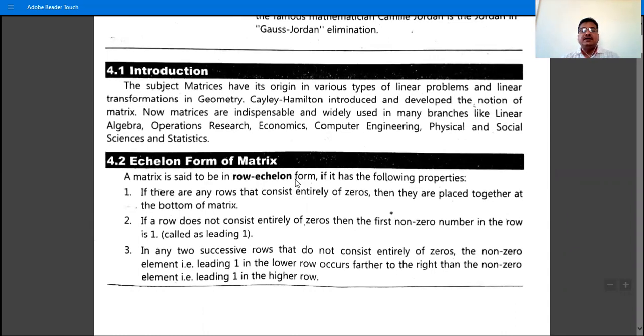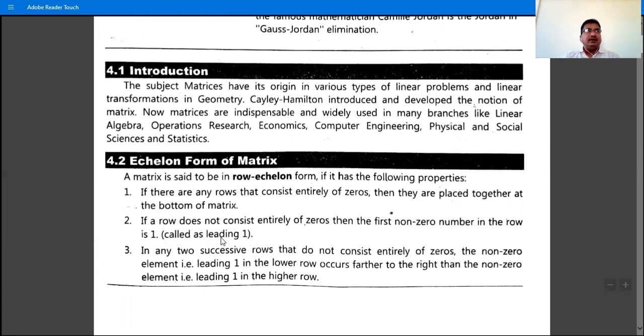A matrix is said to be in row echelon form, or just say in echelon form, if the following properties are satisfied by that matrix. First property: if there is any row consisting entirely of 0, then they must be placed together at the bottom of the matrix. If a row does not consist entirely of 0, that is, if the row is non-zero, then the first non-zero element must be 1, and this one is called the leading one of that row.